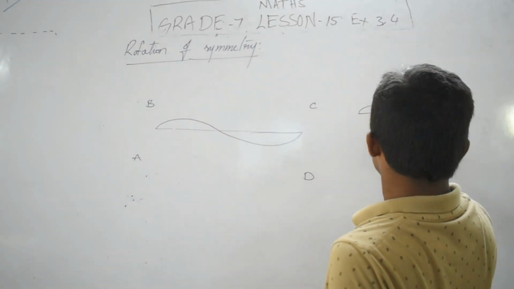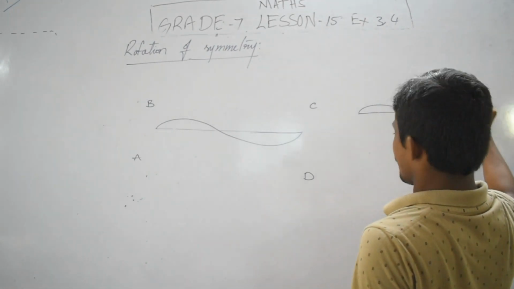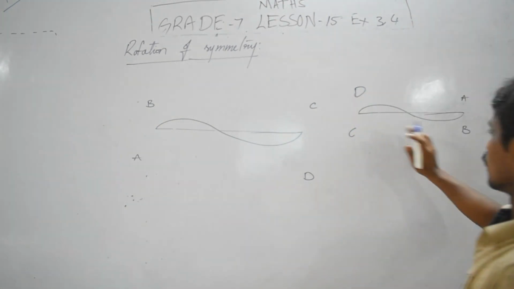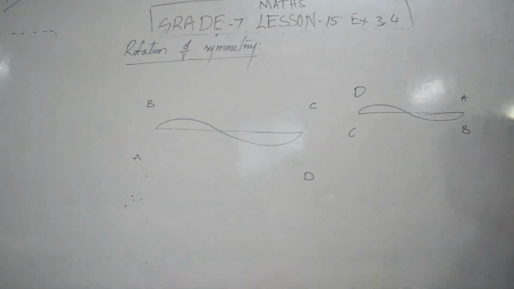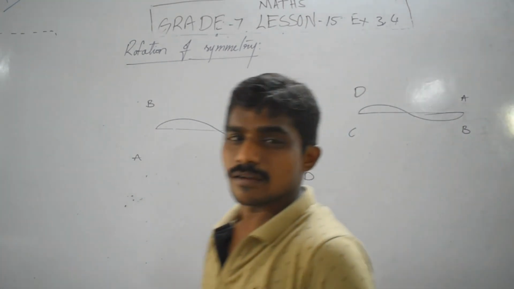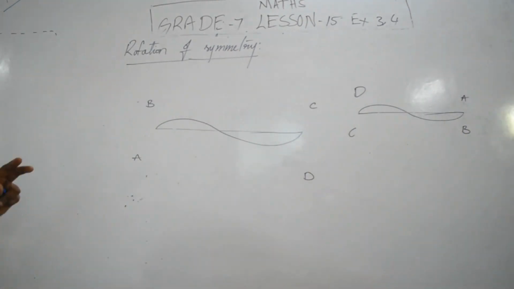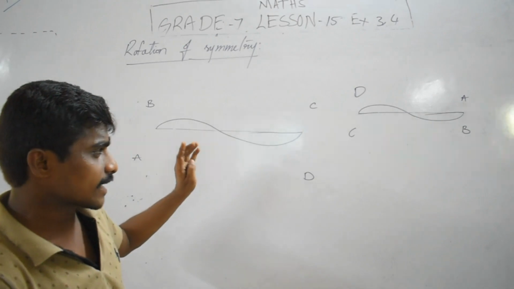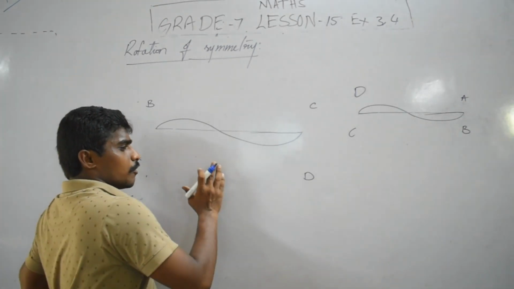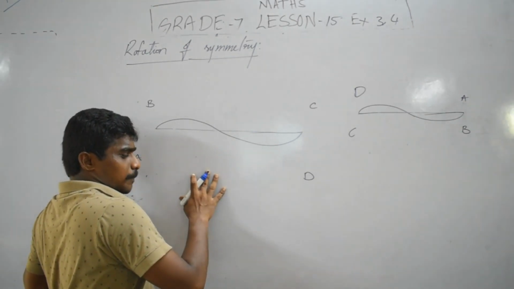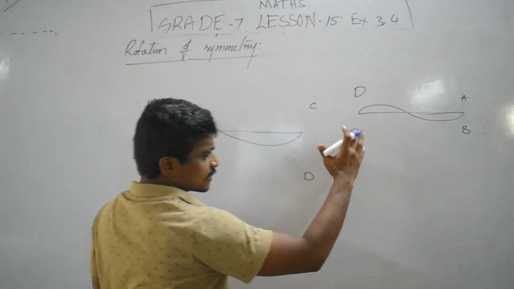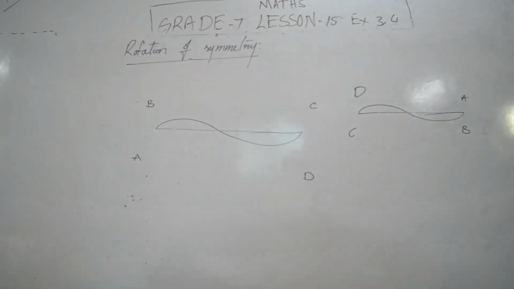Next, this one we rotate 180 degrees. So here A, B, C, D. Now are these two pictures equal or not equal? See, these two pictures are equal. So when we rotate any picture exactly, the initial picture shows as the final picture. That is called rotation of symmetry.